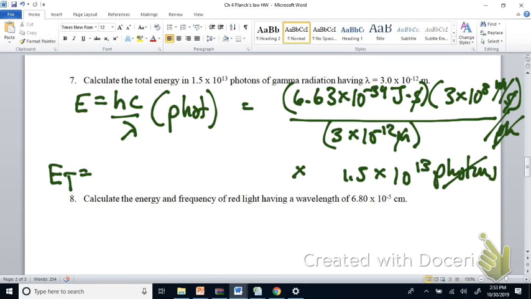6.63 times 10 to the minus 34 times 3 times 10 to the 8 divided by 3 times 10 to the minus 12 times 1.5 times 10 to the 13.